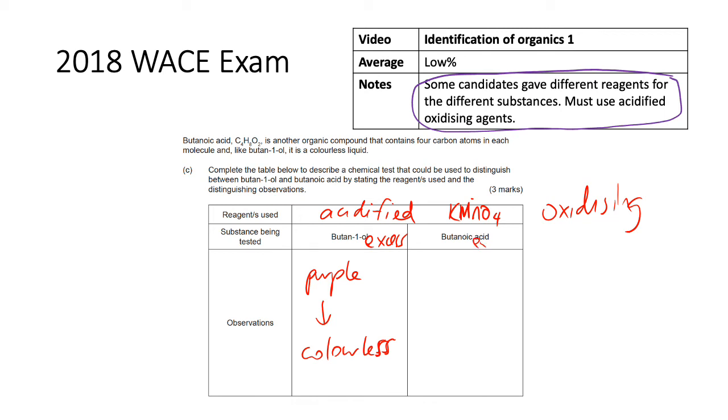And the butanoic acid will also have to be in excess, or you could just say a limited amount of acidified potassium permanganate. And then this one would go purple and stay purple. Well, less purple. Why would it go less purple? Because you're diluting it. But the general idea is that it's still going to stay purplish, and that one's going to go colorless. All right, that's the idea.